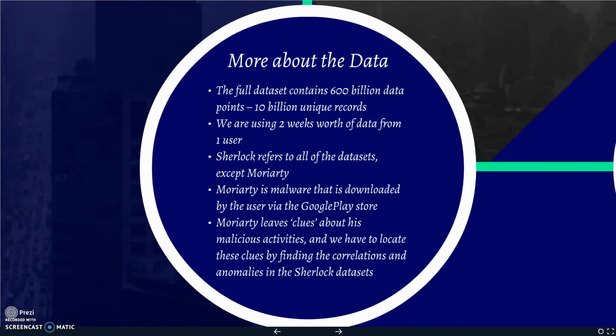More about the data. The full dataset contains 600 billion data points, 10 billion unique records. We are using 2 weeks' worth of data from one user. Sherlock refers to all the datasets except Moriarty. Moriarty is malware that is downloaded by the user via the Google Play Store. Moriarty leaves clues about his malicious activities, and we have to locate these clues by finding the correlations and anomalies in the Sherlock dataset.